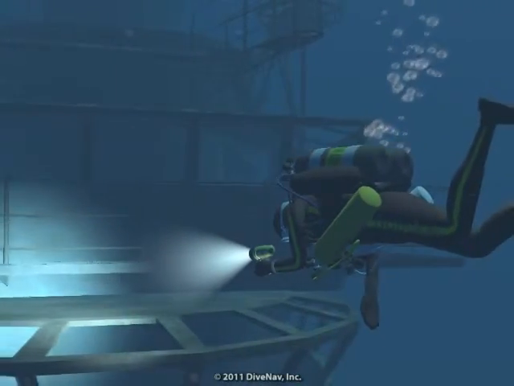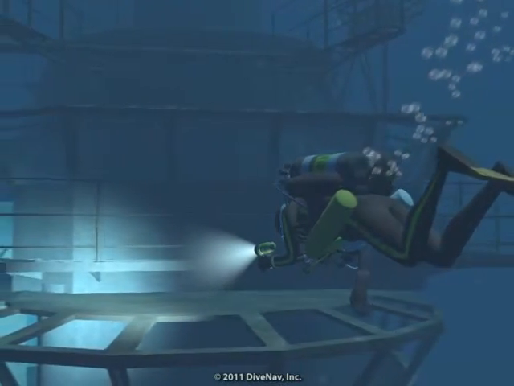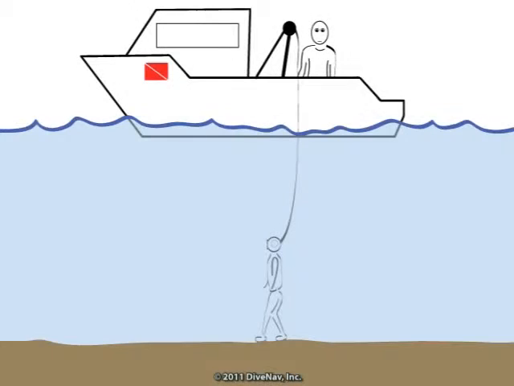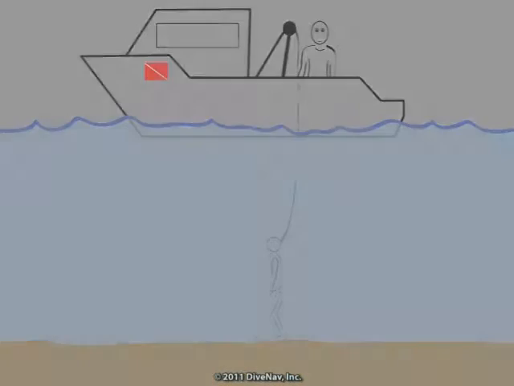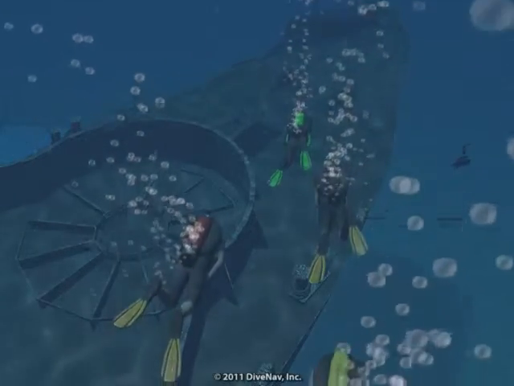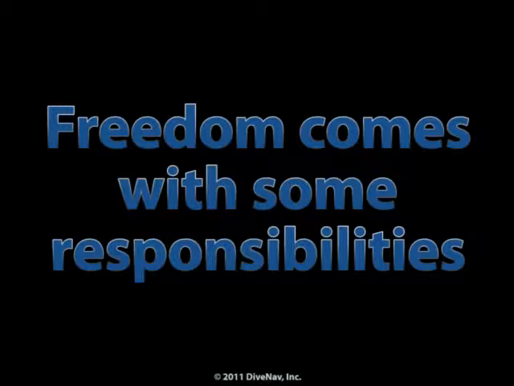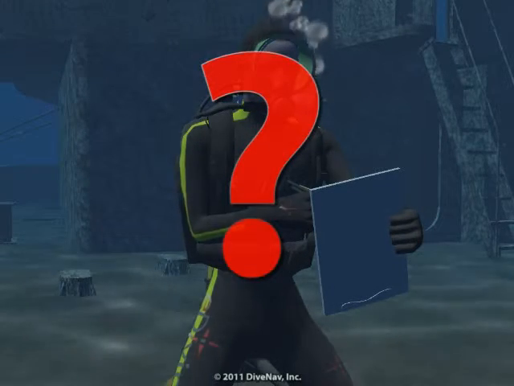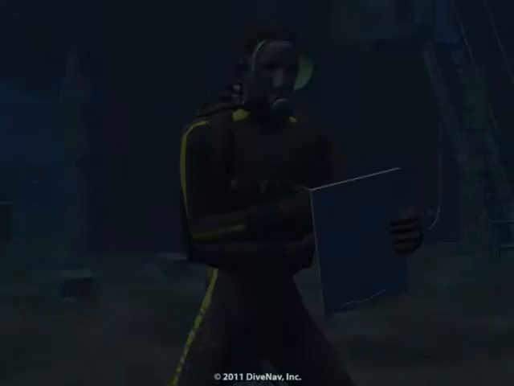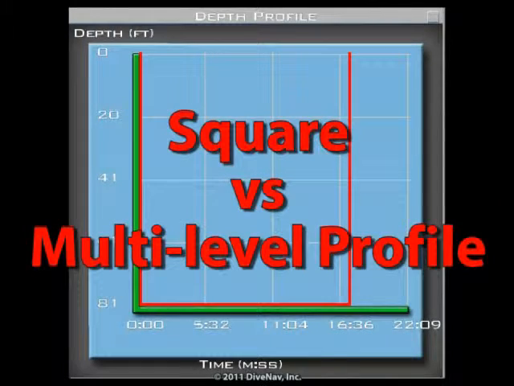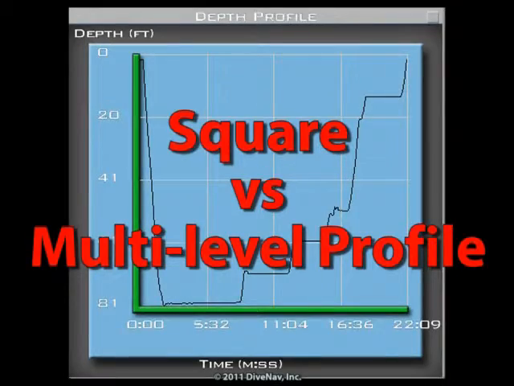The advent of scuba diving has greatly changed commercial and military diving operations, as divers no longer need to be connected to the surface and forced to walk on the bottom. Now divers can move freely in a three-dimensional space. But this freedom comes with some responsibilities. Now the diver has to manage his own decompression and air consumption. And the dive profile is no longer a square profile, but instead a multi-level profile.